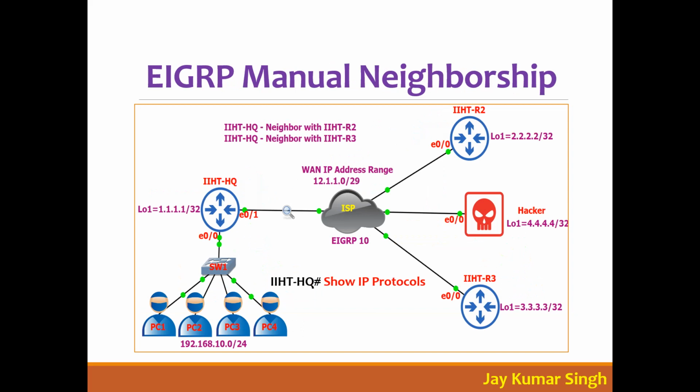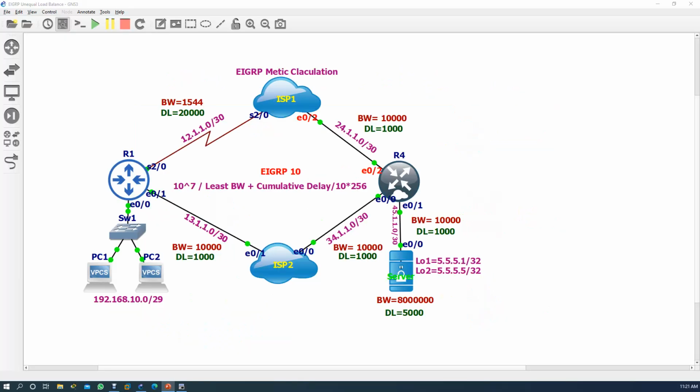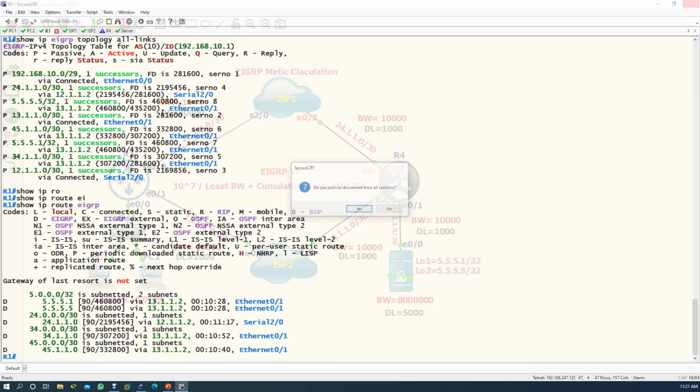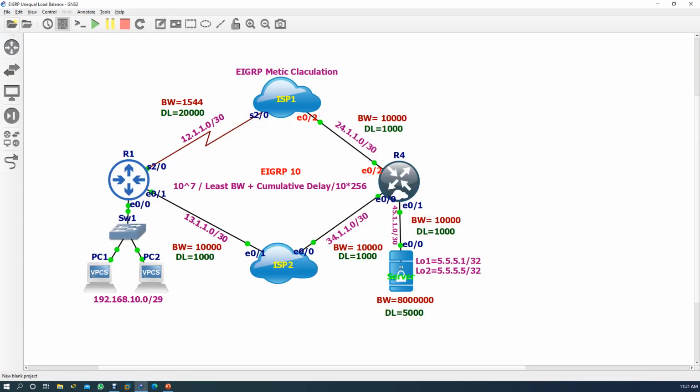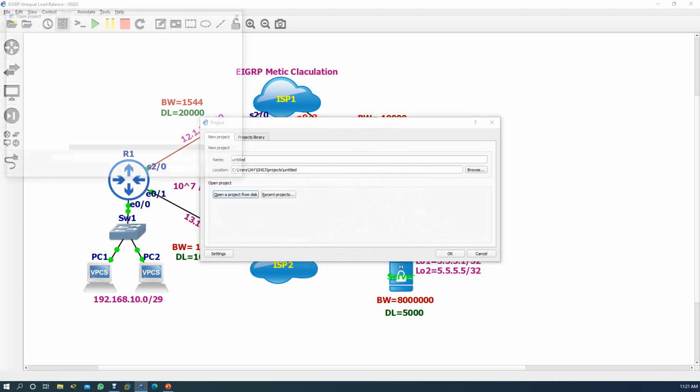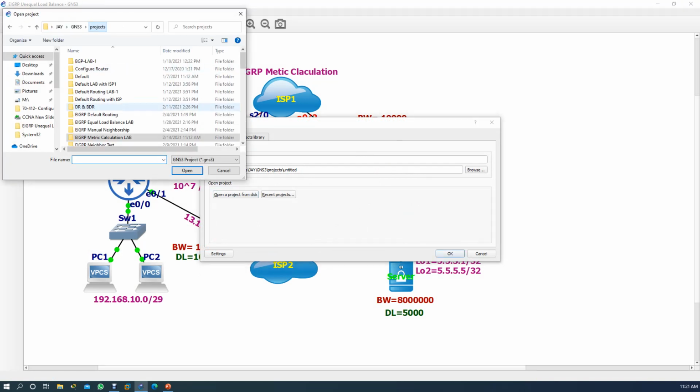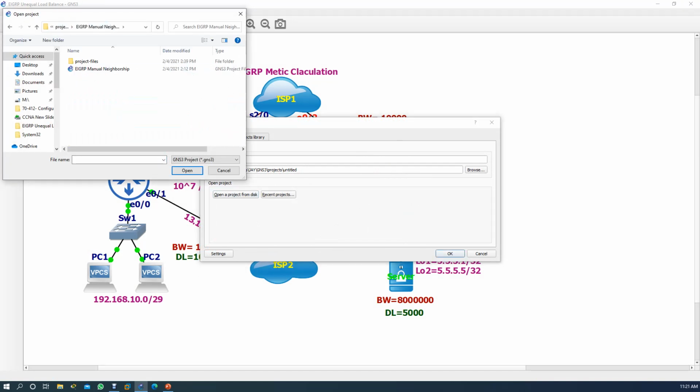Okay, EIGRP manual neighborship. First I'll explain the EIGRP configuration, then we'll work on this manual neighborship. Why we should know about manual neighborship and when it needs to be configured.